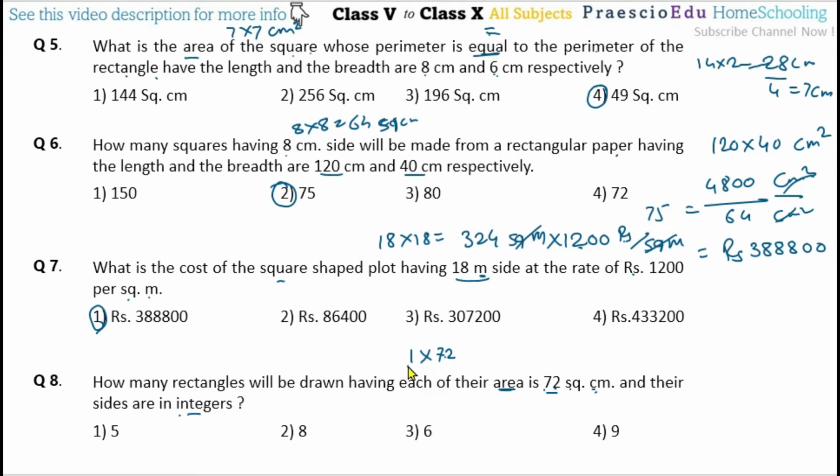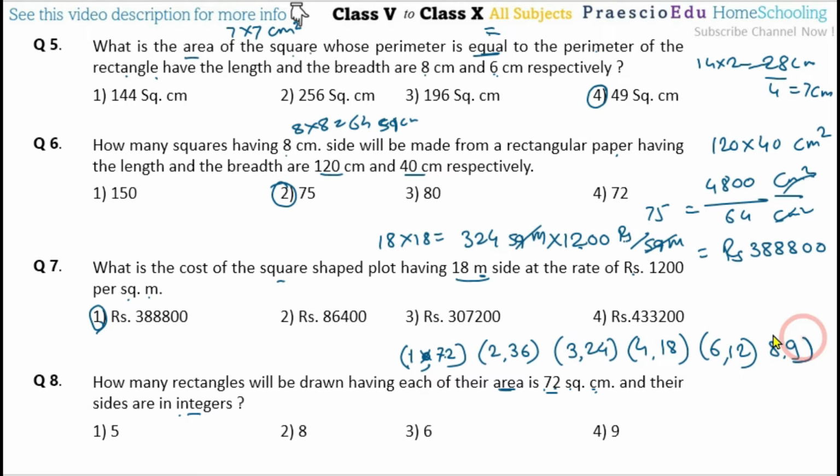So this one possibility, we can say 1 and 72, this is a pair. After this 2 and 36, after this 3 and 24, then 4 and 18, and then 6 and 12, then 8 and 9. So 1 2 3 4 5 6. So there are a total of 6. These types of sides we can make for the area of 72 square centimeters. So 6 means option number 3 is the correct one.